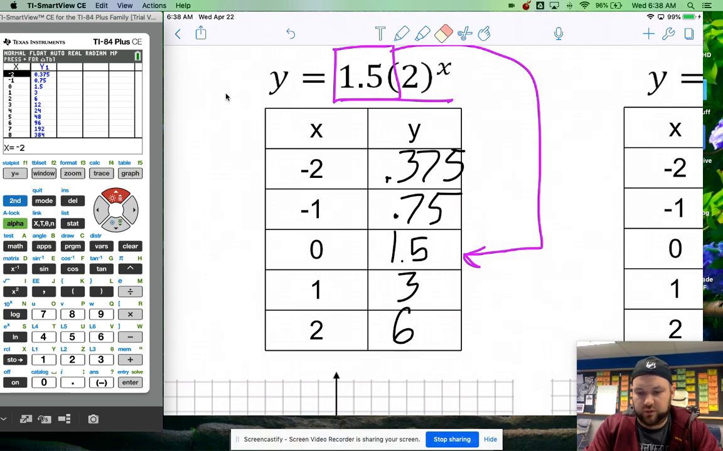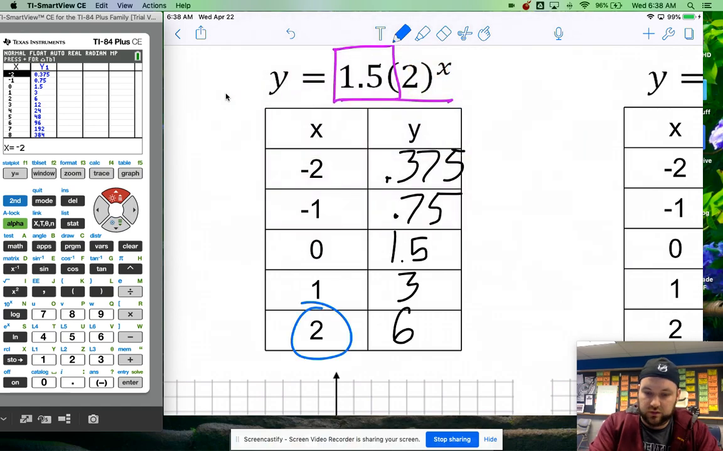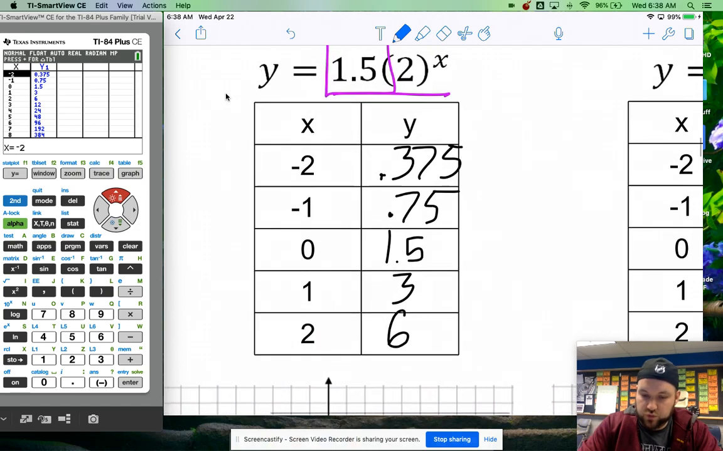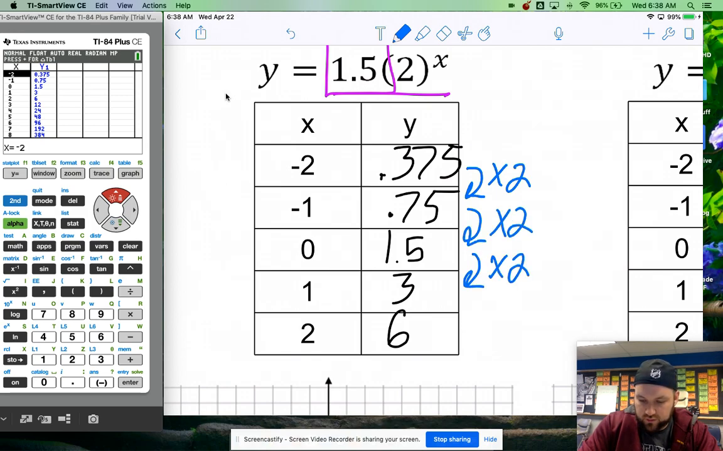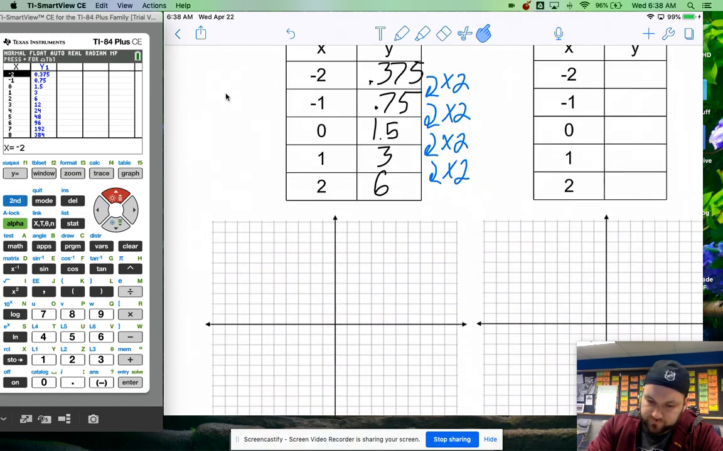And you might ask yourself, well, where does 2 show up? Because I see the number 2 in the equation, but there's no 2 besides that in the table. But the 2 shows up as the pattern for how you get from one number to the next number. So exponential functions have a pattern of multiplication in the y values. So to get the next y value, all you're going to do is take the previous y value and multiply by 2. Okay? But let's take a look at a graph of this real quick.